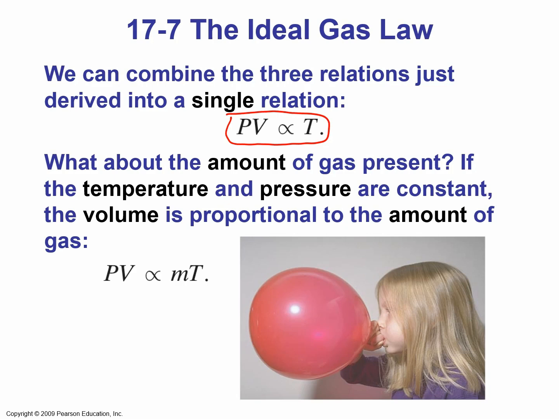What about the amount of gas preserved? If the temperature and pressure are constant, the volume is proportional to the amount of gas. With this argument, we can say P times V, or pressure times volume, is proportional to the mass, or the amount of the gas involved in the system, multiplied by the temperature.